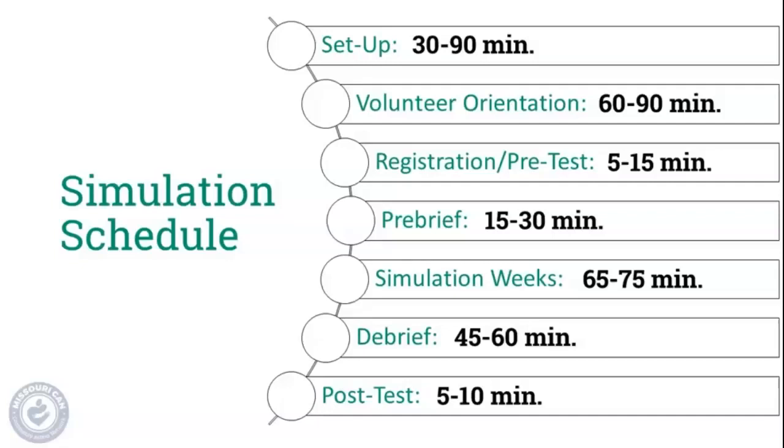The pre-brief itself, which is, like Jess said, your introduction of the community, can take anywhere between 15 to 30 minutes. Your simulation weeks, depending on the size of your group, can take anywhere between 65 to 75 minutes. And then your debrief, like we said, always plan for about a 45 to 60-minute debrief because that is the most important piece of the entire simulation experience.